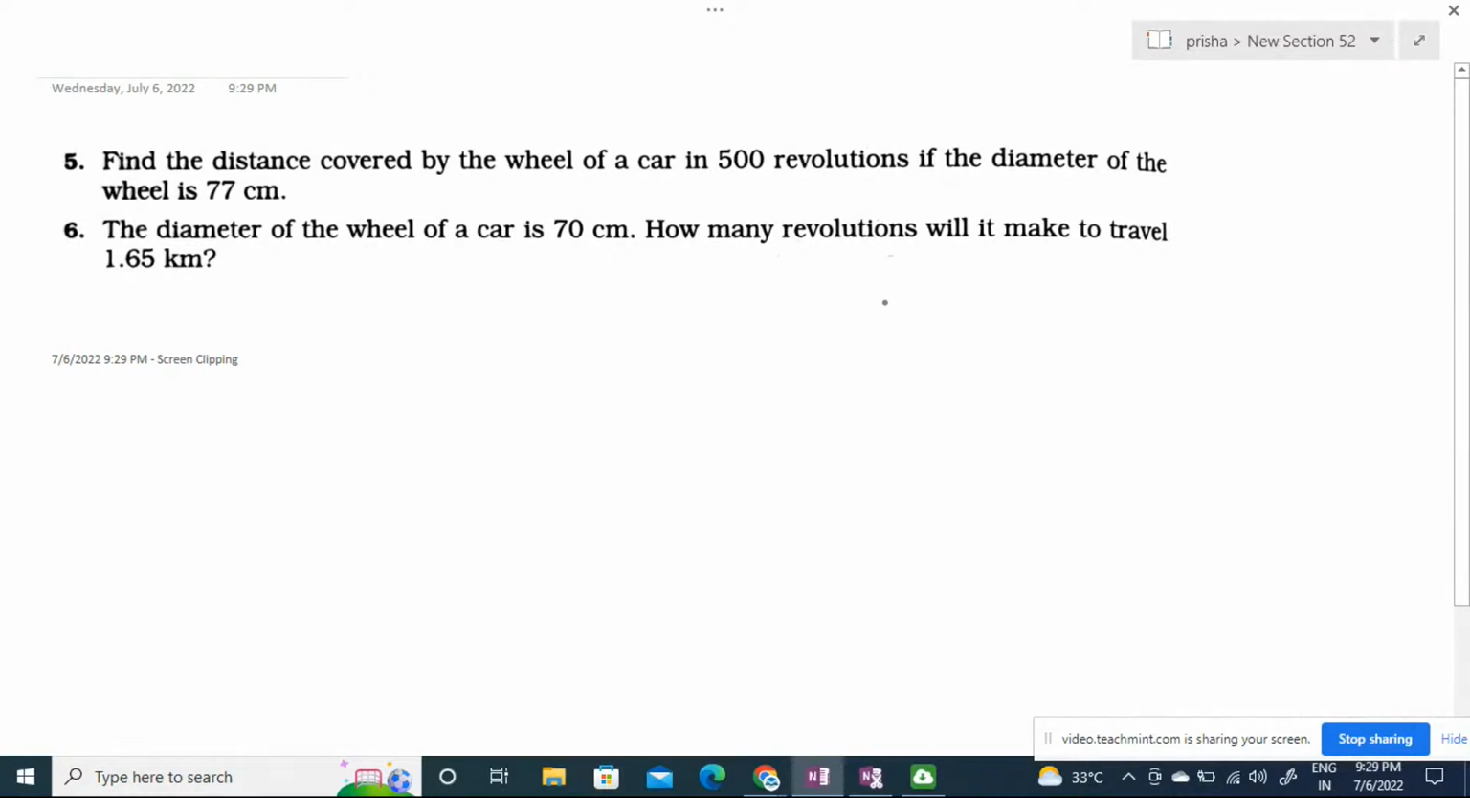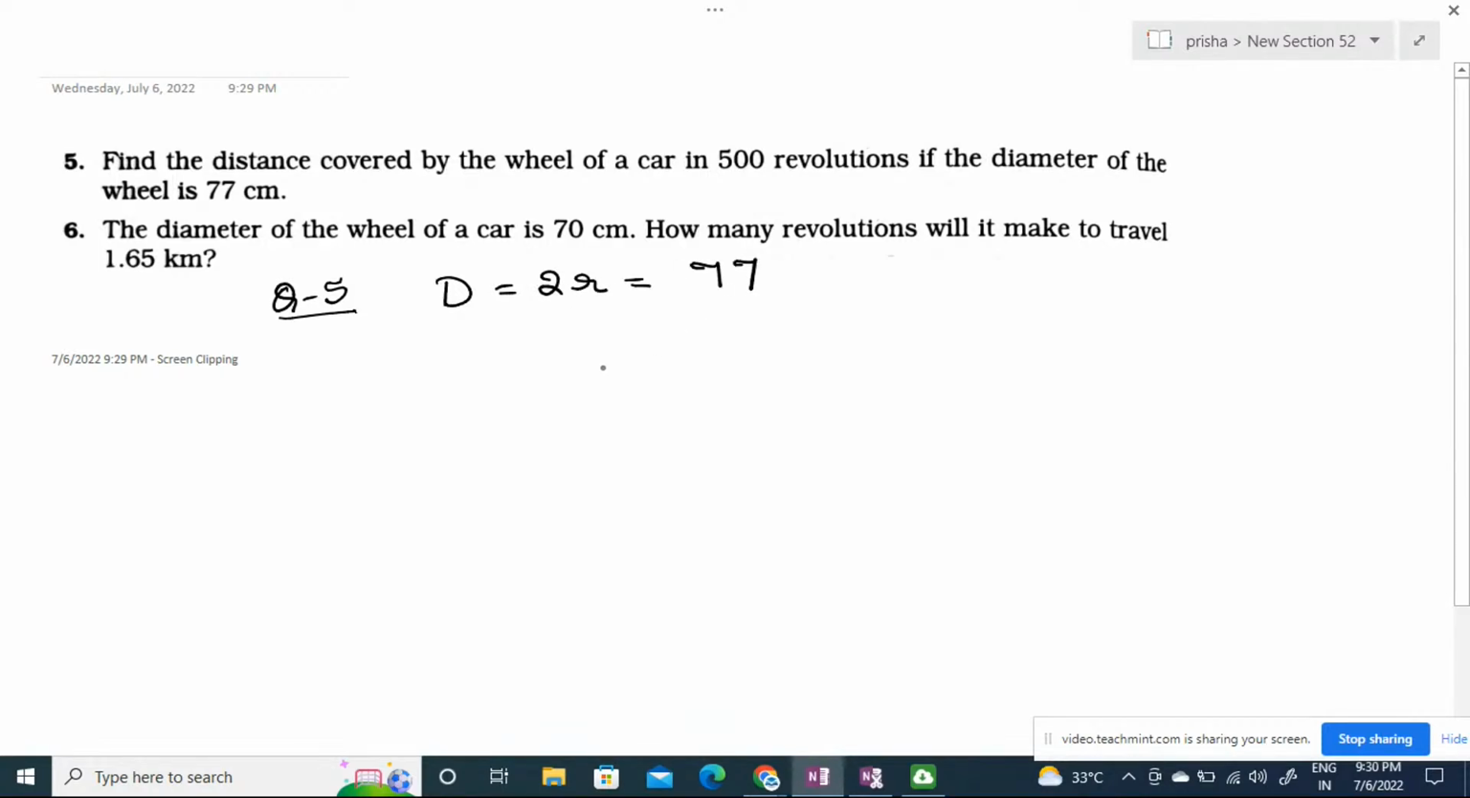Find the distance covered by the wheel of a car in 500 revolutions. The diameter is 77 centimeters. Whenever this type of question is given to us, we generally use this formula: the distance covered will be circumference into 500. Firstly, we find the distance covered in one round. So the diameter over here is 2r, which is equal to 77.